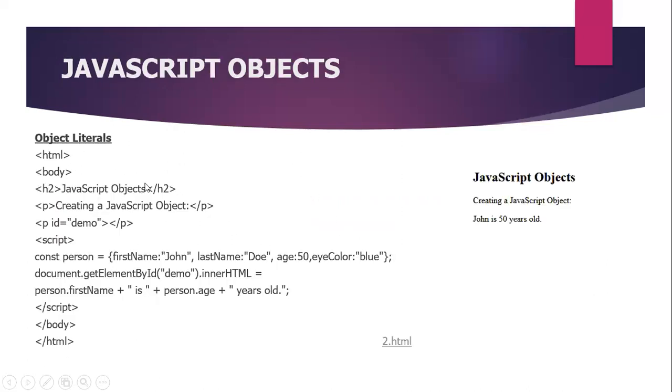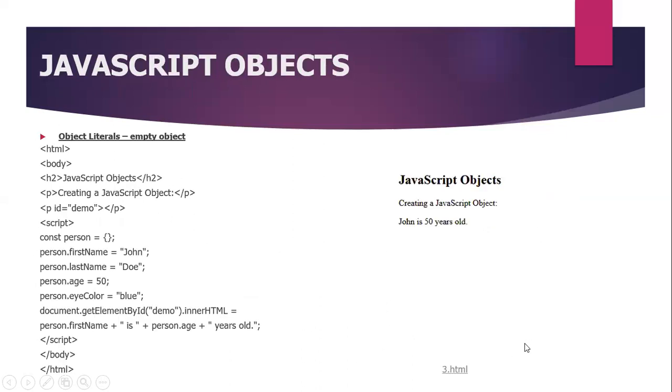So this is an example of creating an object using object literals. Under the script tag, I am giving const person is equal to first name John, last name Doe, age 50, eye color blue. And document.getElementById demo dot innerHTML is equal to. So I'm assigning the value.